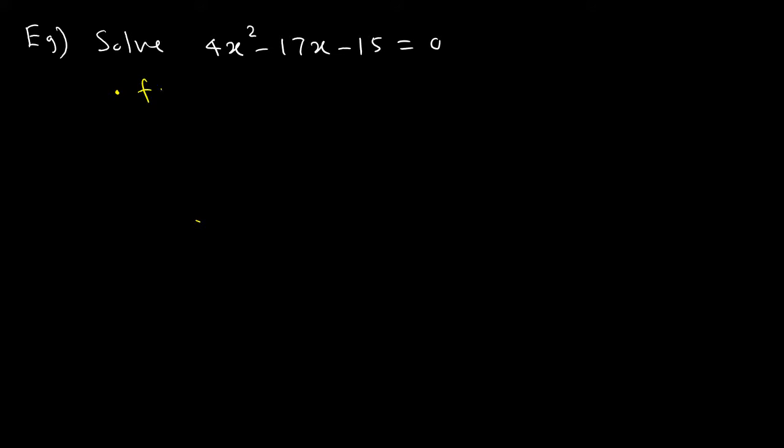So the factor C method. In this case C is negative 15, so we're going to consider factors of that. So what are the factors of negative 15? We know that C is negative, and B is also negative. So that means we're going to find two numbers.